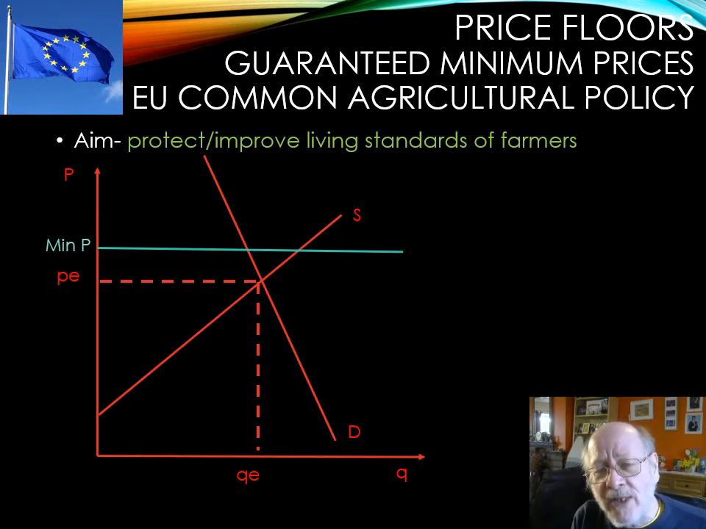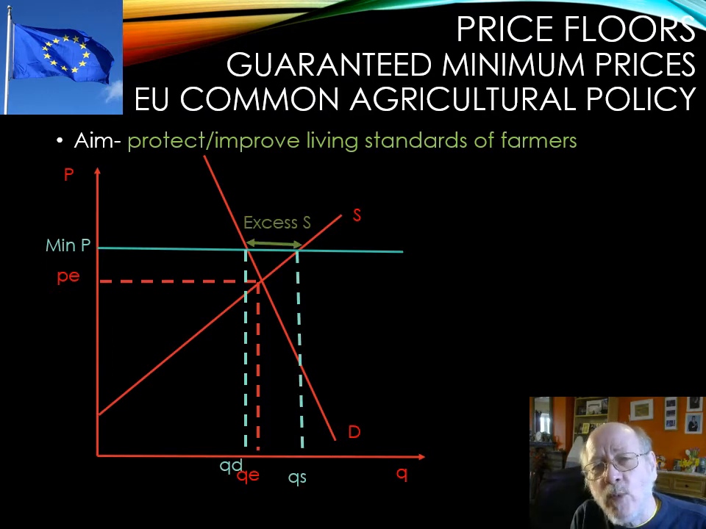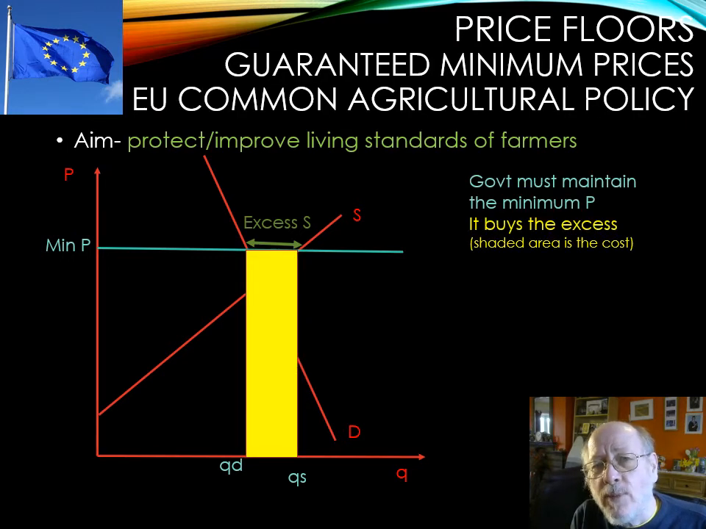It was to protect and improve the living standards of farmers and rural communities. So they set a minimum price above the equilibrium price, so effectively it's the same diagram as the minimum wage diagram. Whereas with the minimum wage we had an excess supply that was unemployment, here we have an excess supply of agricultural produce. In order to maintain that minimum price, the government has to buy up the excess at the minimum price, so they will be paying that shaded yellow area to farmers.